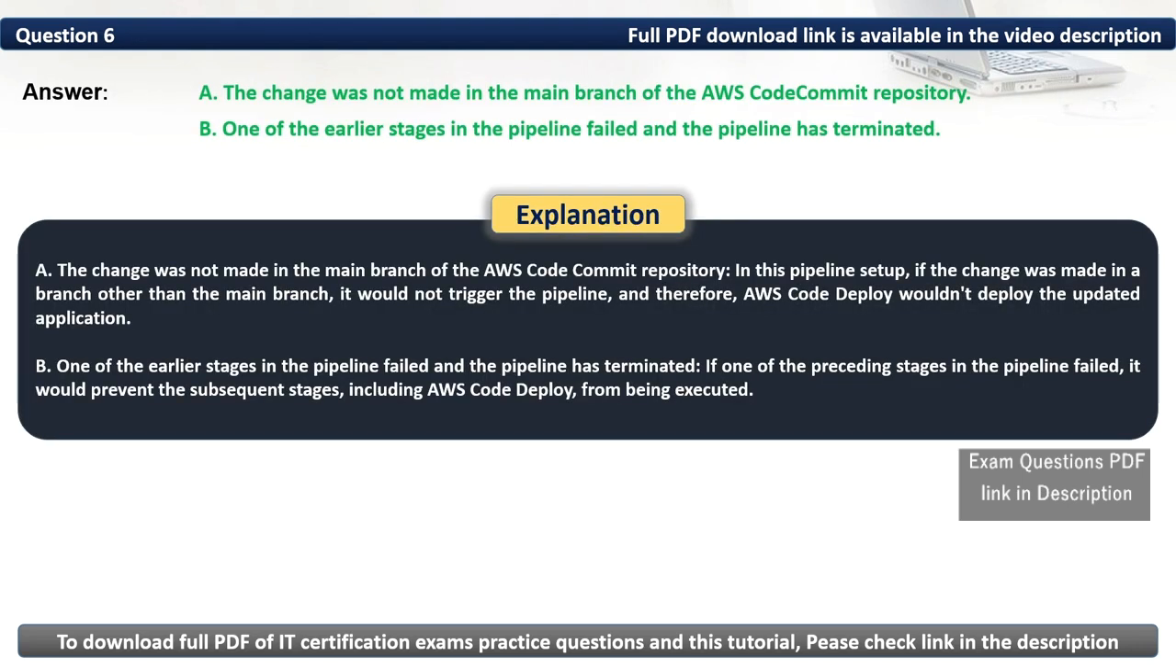About option A, the change was not made in the main branch of the AWS CodeCommit repository. In this pipeline setup, if the change was made in a branch other than the main branch, it would not trigger the pipeline, and therefore AWS CodeDeploy would not deploy the updated application. About B, one of the earlier stages in the pipeline failed and the pipeline has terminated. If one of the preceding stages in the pipeline failed, it would prevent the subsequent stages, including AWS CodeDeploy, from being executed.